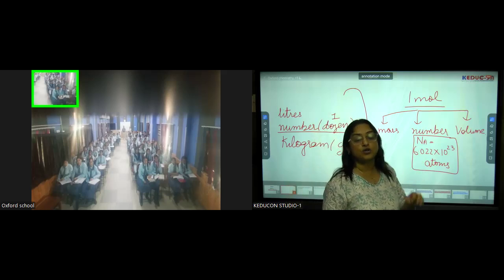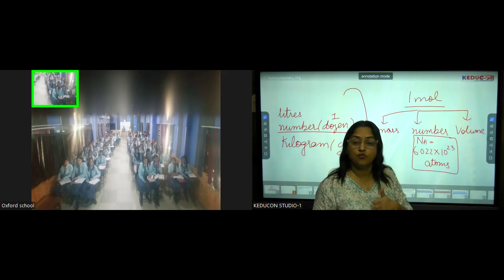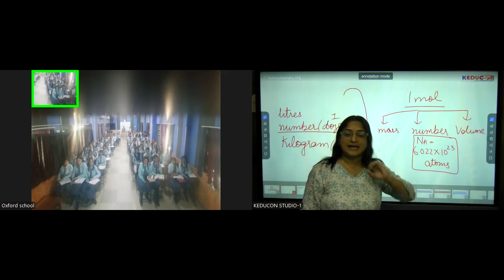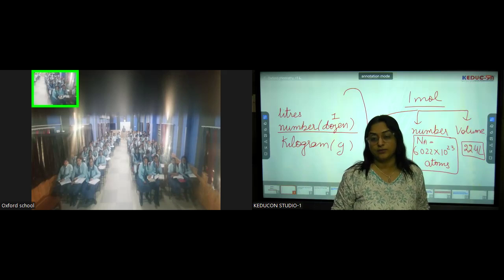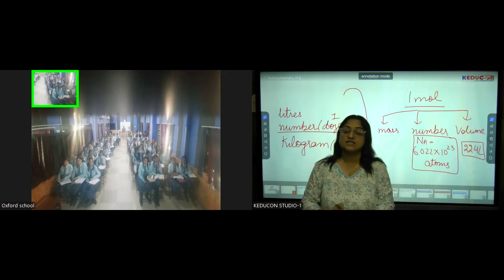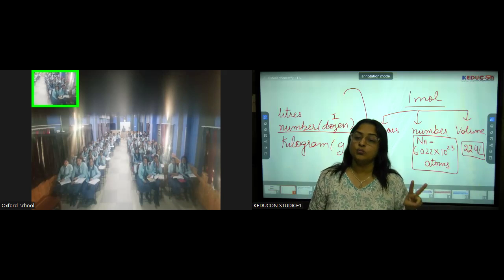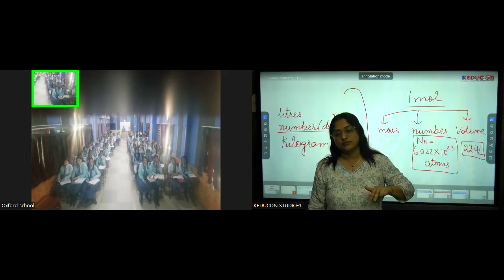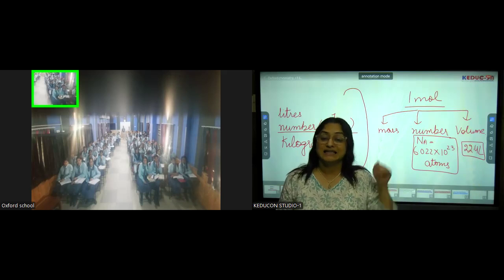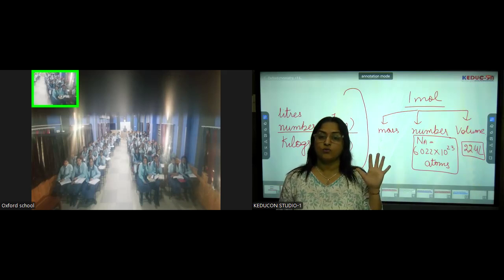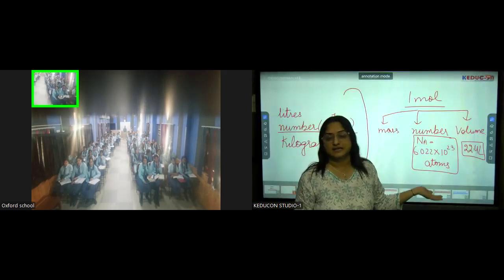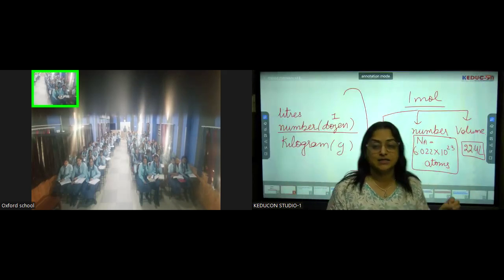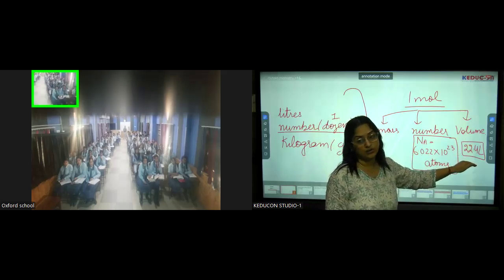If I want to express it in the form of volume, 1 mole of any element will have 22.4 liters of volume. This is a fixed volume, right? This number is fixed for 1 mole. For 2 moles, it will be 2 into 22.4. For 3 moles, it will be 3 into 22.4. For 4 moles, it will be 4 multiplied by 22.4. But for 1 mole, this volume is fixed. 1 mole of any element will have this much volume.